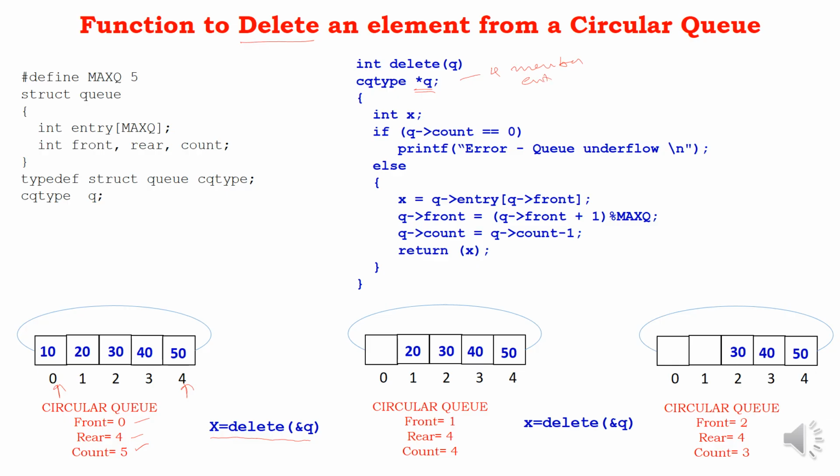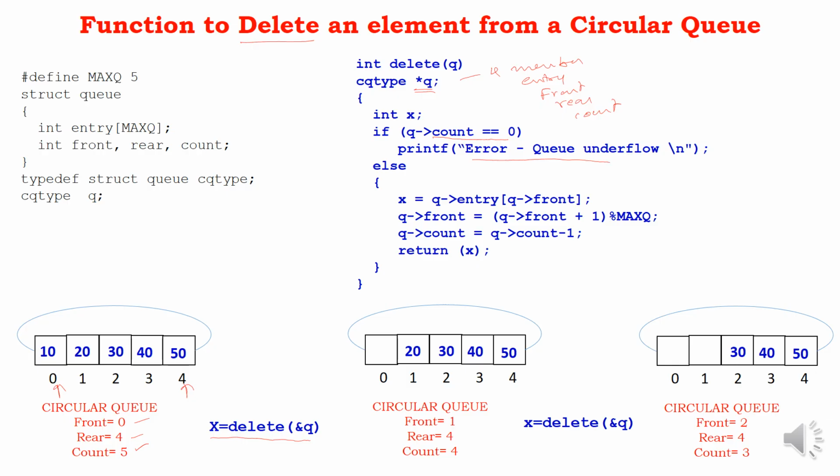Entry, front, rear, count. So Q is a circular queue which has an array of elements, and we maintain the front position, the rear position, and the total number of elements that are already stored in the queue. While deleting, every time you attempt to delete, you have to check whether the queue is empty. If there are no elements, if count is 0, that means the empty condition. When count is 0, the queue is empty, there are no elements, and an error message will be displayed.